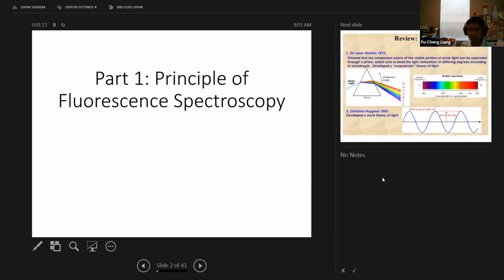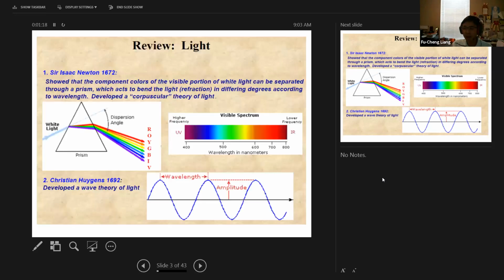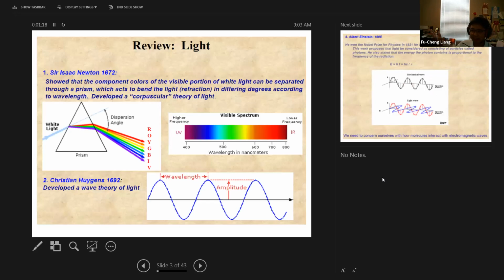So anyway, for part one, I'm going to talk about some theory of fluorescence first. Go back to 1672, a long time ago. We'll talk about light. Sir Isaac Newton in 1672 showed that the color components of the visible portion of light can be separated through a prism. Light goes through the prism and separates into different colors. The light bends, which they later called refraction, to a different degree according to the wavelength.